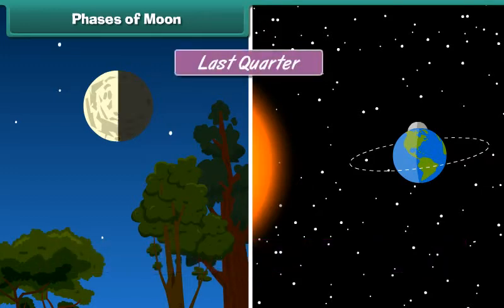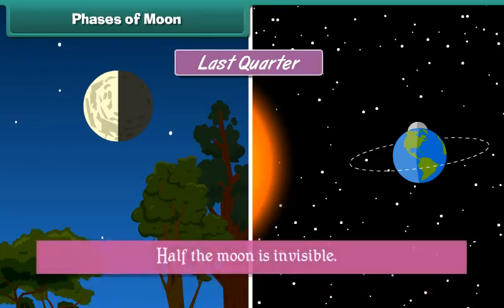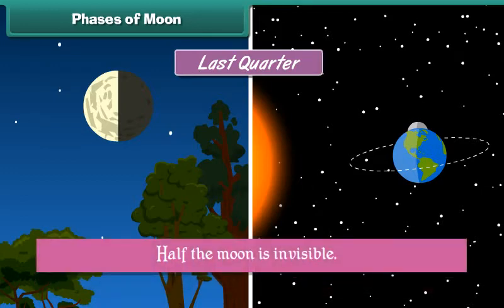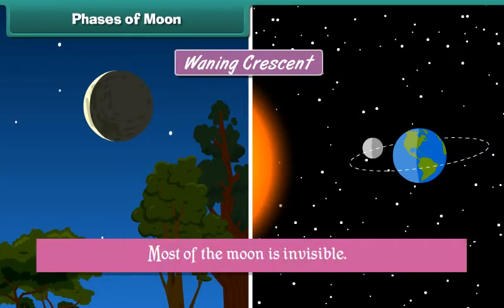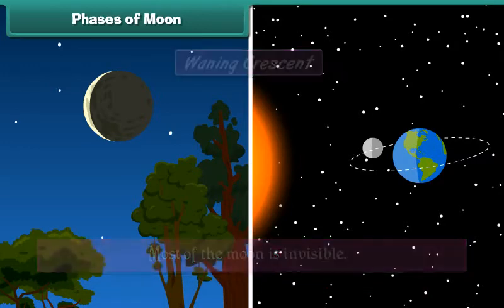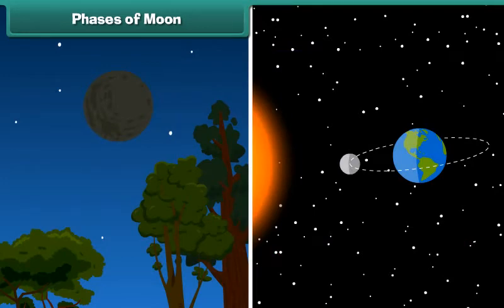Last quarter. It is the phase that follows waning gibbous. Half the moon is invisible. Waning crescent. It is the phase that follows last quarter. Most of the moon is invisible. After the waning crescent phase, the moon becomes completely invisible.